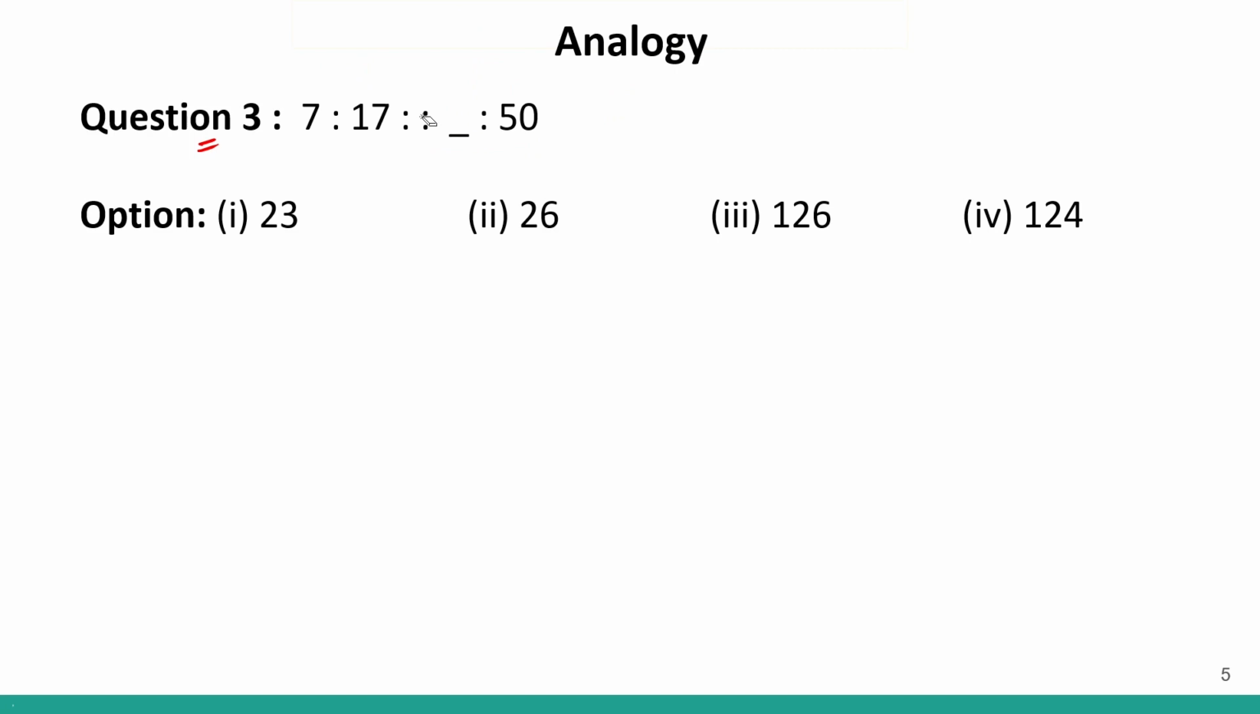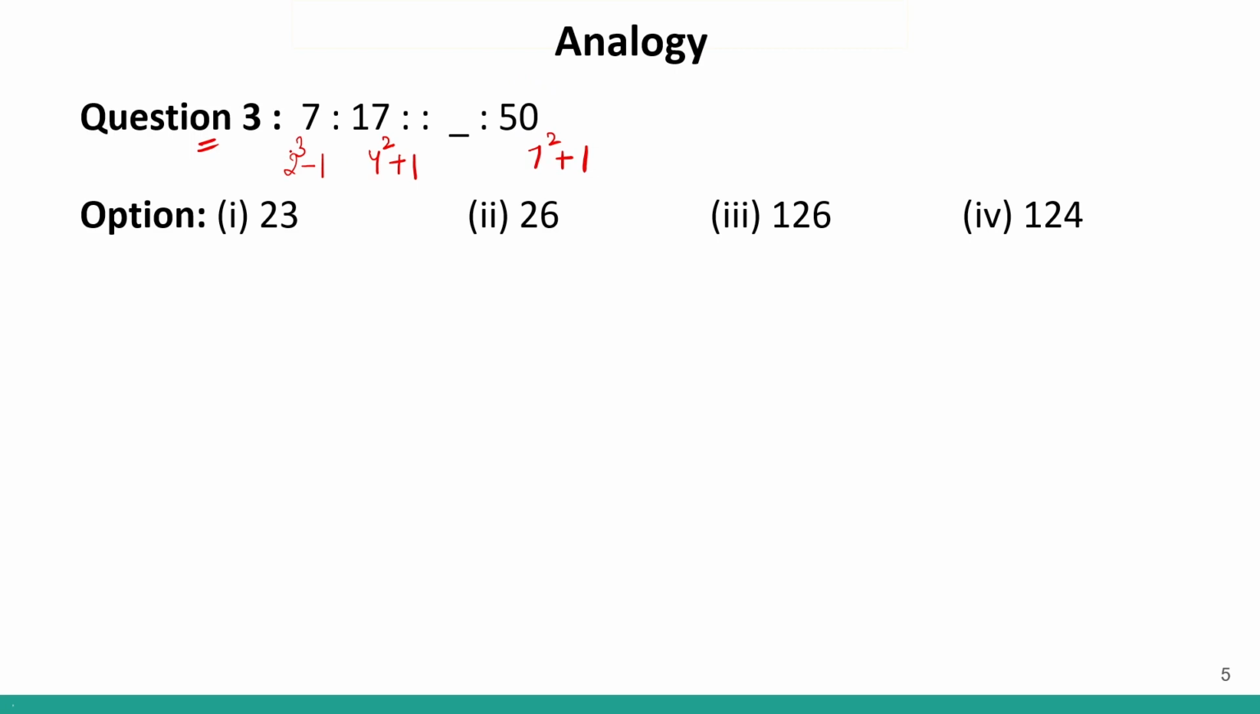If I look at the relationship between 7 and 17, I can see 7 is very close to 8. Correct? And 17 is very close to 16. What is 8? This is 2 cube minus 1. And what is 16? It is 4 square plus 1. Correct? 7 is 2 cube minus 1. 17 is 4 square plus 1. So 50 is very close to 49. What is 49? 7 square. So it is 7 square plus 1.